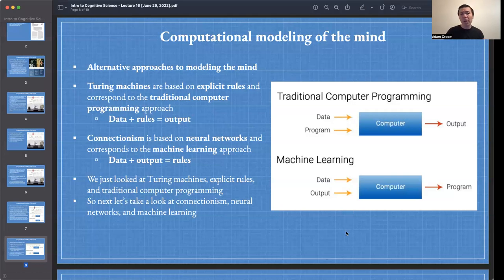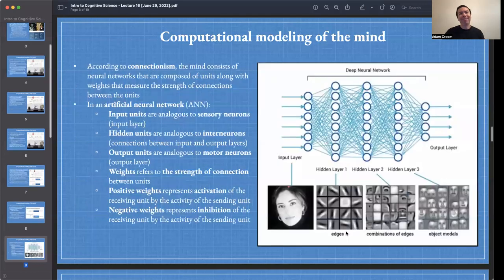So whereas Turing machines are based on explicit rules and correspond to the traditional computer programming approach, connectionism is based on neural networks and corresponds to the machine learning approach. We just looked at Turing machines' explicit rules and traditional computer programming. So next, let's take a look at connectionism, neural networks, and machine learning.